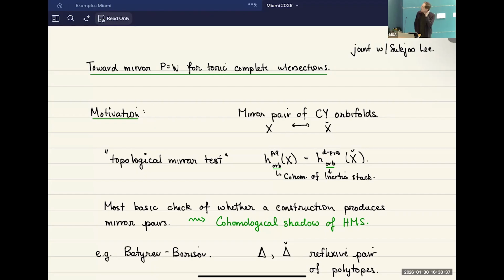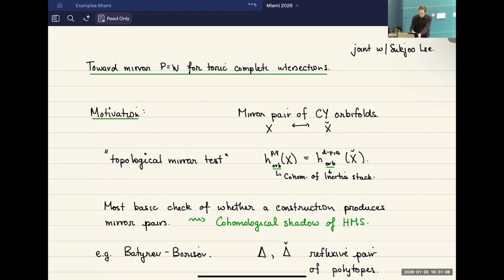I'm going to start, I hope, pretty slow, with some very, very classical things for the moment. Going back to maybe the prehistory of mirror symmetry, the idea is that if you start with a pair of Calabi-Yau orbifolds, the first thing you want to check to see whether they're actually a mirror pair, in whatever sense you take mirror pair to mean, is that their Hodge numbers agree in this sense.